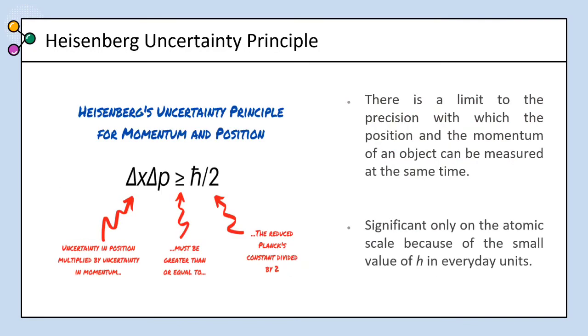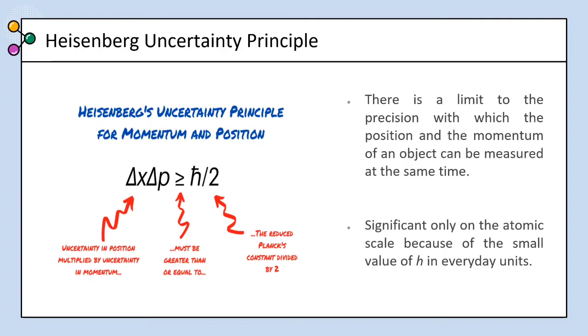The Heisenberg uncertainty principle for position and momentum states that there is a limit to the precision with which the position and the momentum of an object can be measured at the same time. Depending on the experimental conditions, either quantity can be measured as precisely as desired, but the more precisely one of the quantities is measured, the less precisely the other is known.